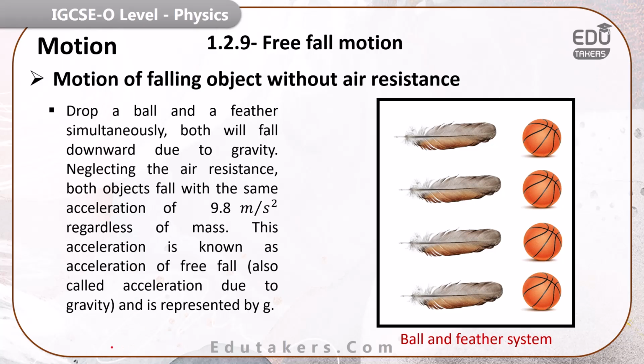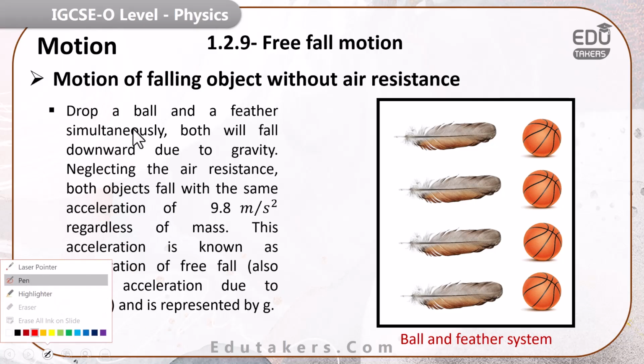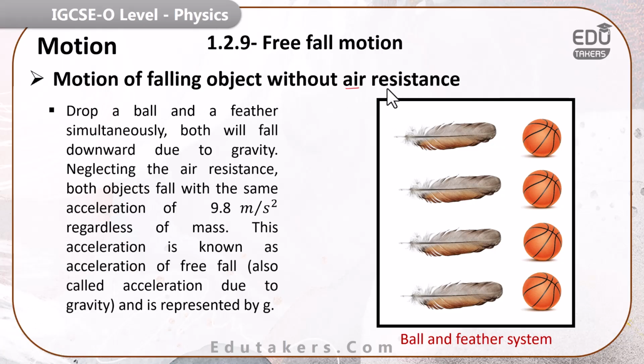So first of all, we will see the motion of the falling object without air resistance. Air resistance is the force that opposes the motion of the object. I can simply say that it slows down the object. First of all, we have to ignore the air resistance and see the motion of the falling object.